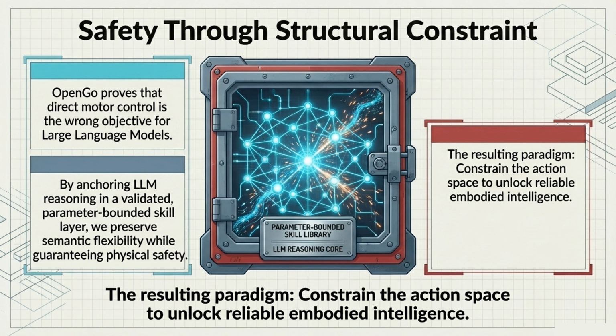To wrap things up, OpenGo proves that direct motor control is the completely wrong objective for large language models. By anchoring LLM reasoning inside a validated, parameter-bounded skill layer, we get to keep the semantic flexibility of AI while guaranteeing physical safety. The resulting paradigm is clear: constrain the action space to unlock reliable embodied intelligence.